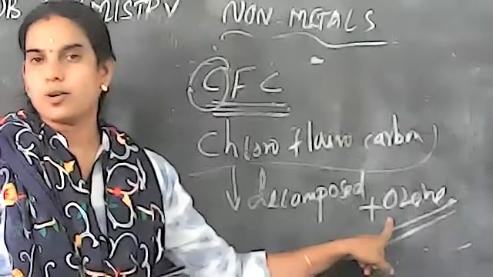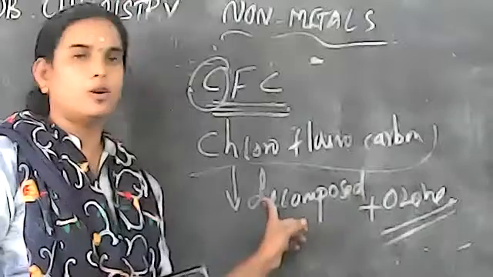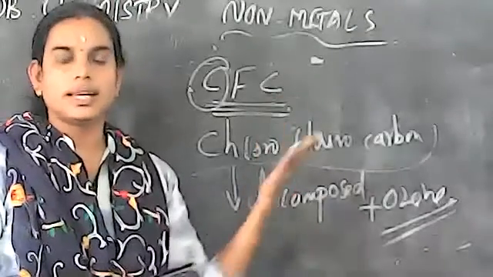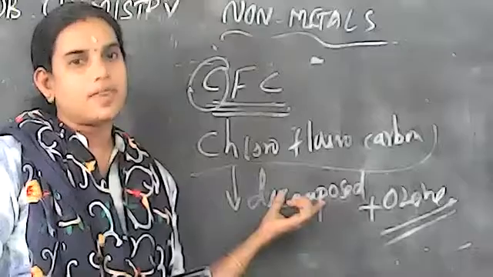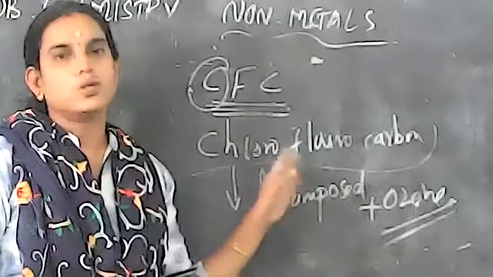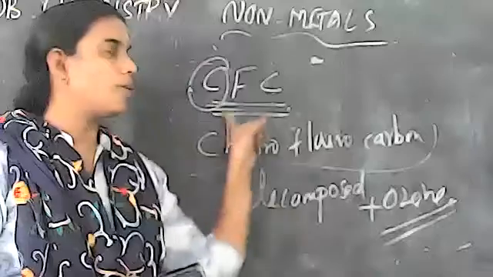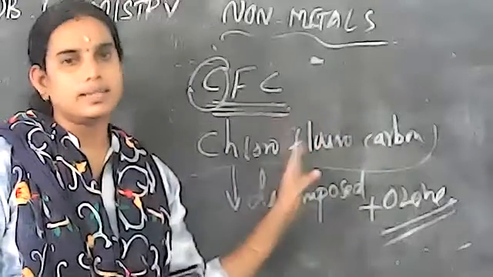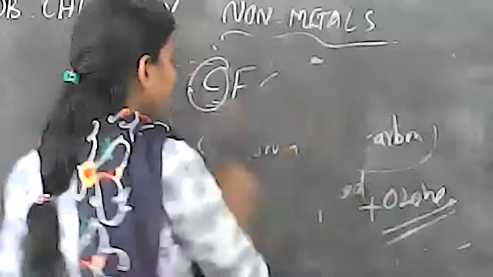What happens when the ozone layer is depleted by chlorine? The UV rays reach directly to our earth. So this is the way we are depleting the ozone layer. So we have to reduce the use of refrigerators. Chlorofluorocarbon is the main reason for the depletion of the ozone layer.